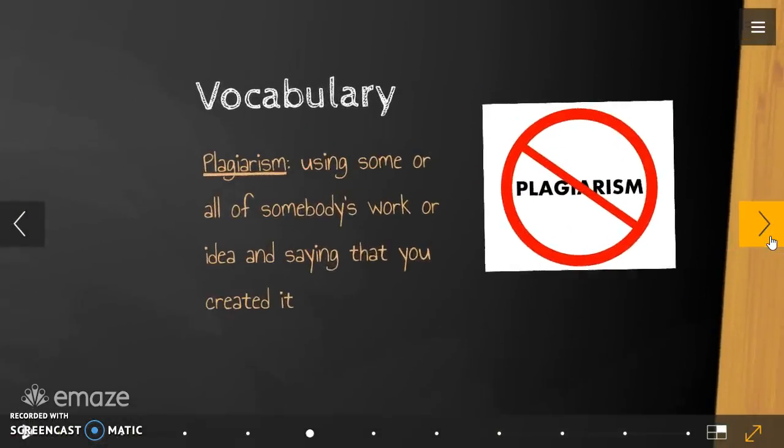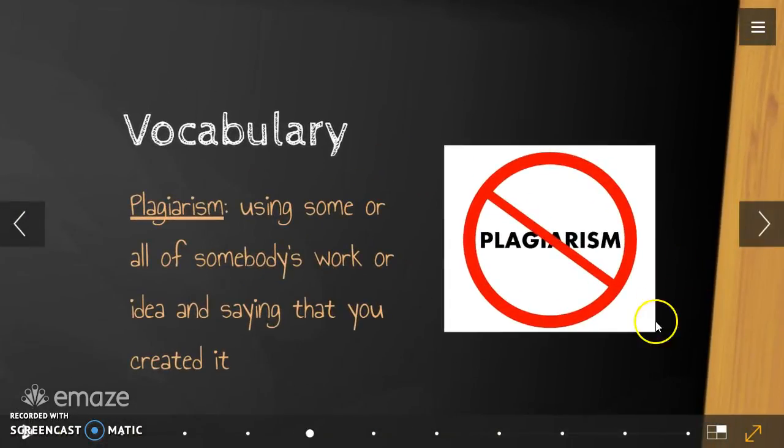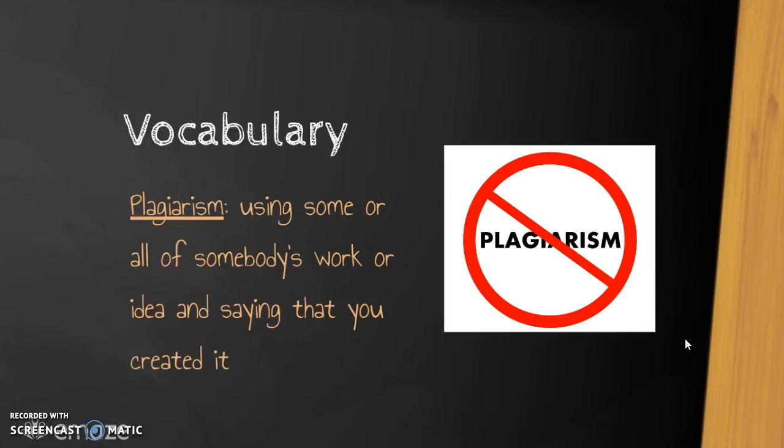The next word is plagiarism. So I kind of touched on this briefly. It's using some or all of somebody's work or idea and saying that you created it. So information literacy is important because it informs students on how to cite material, whether that information needs to be cited or not. So it's a very important tool, and plagiarism is a very serious thing, especially when you get into college.